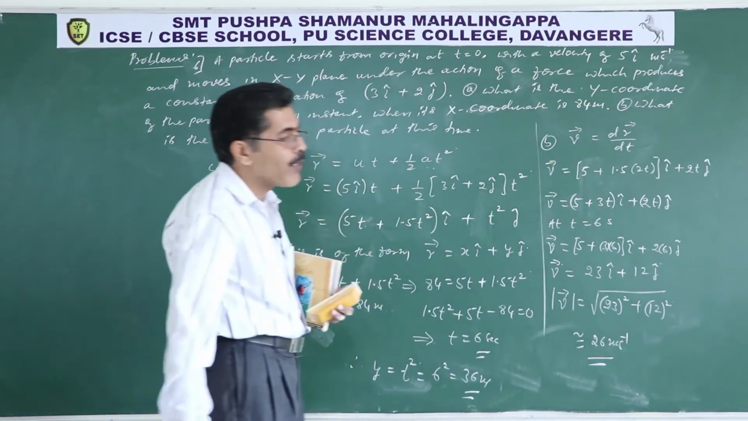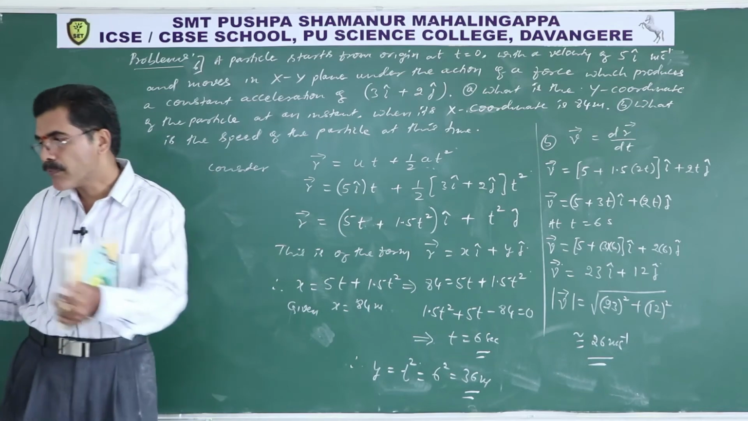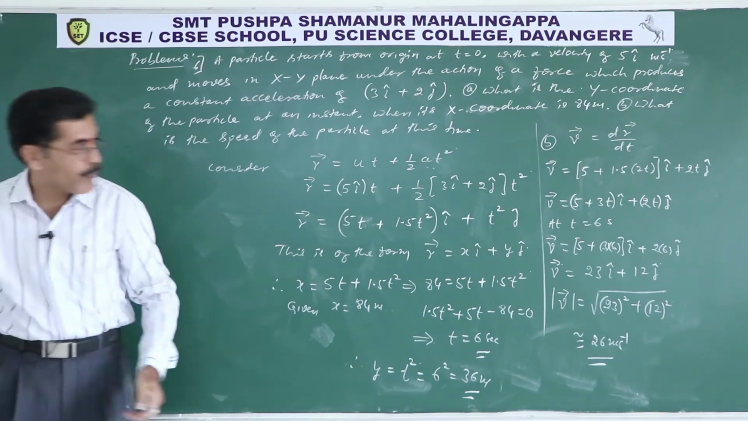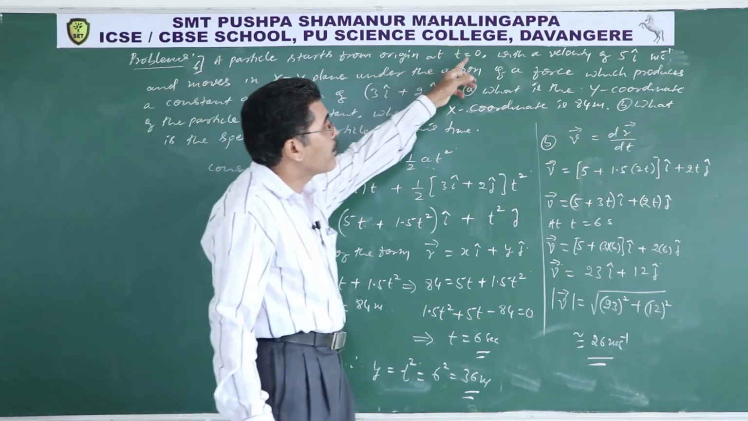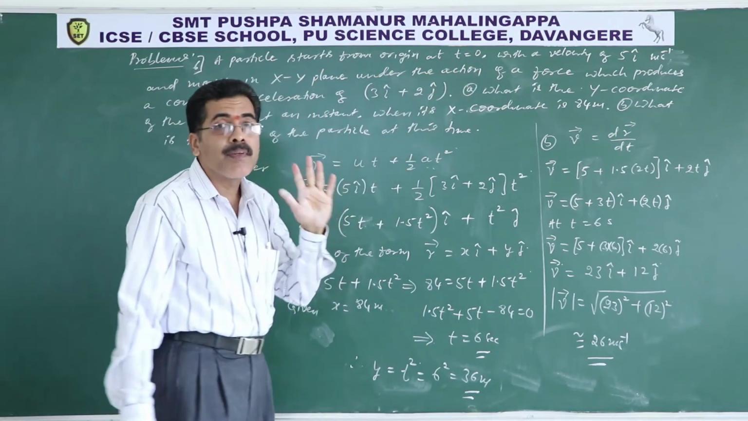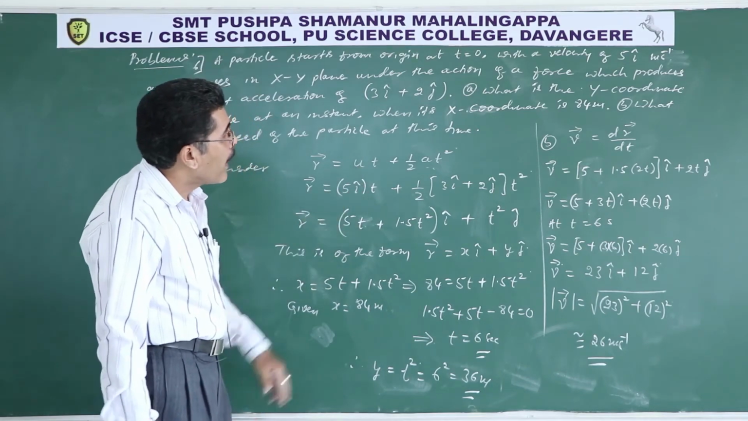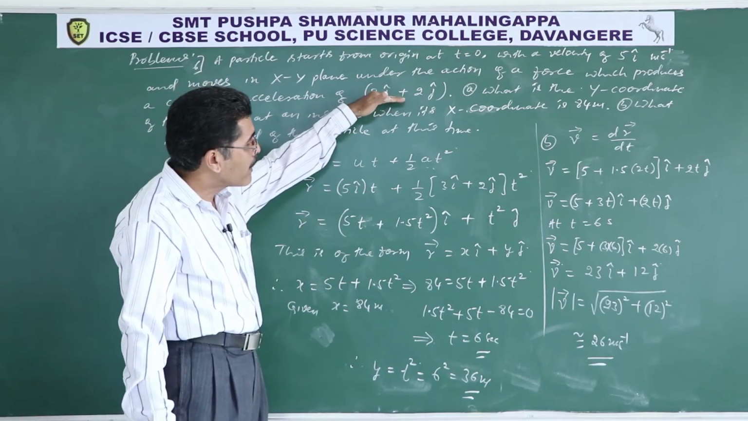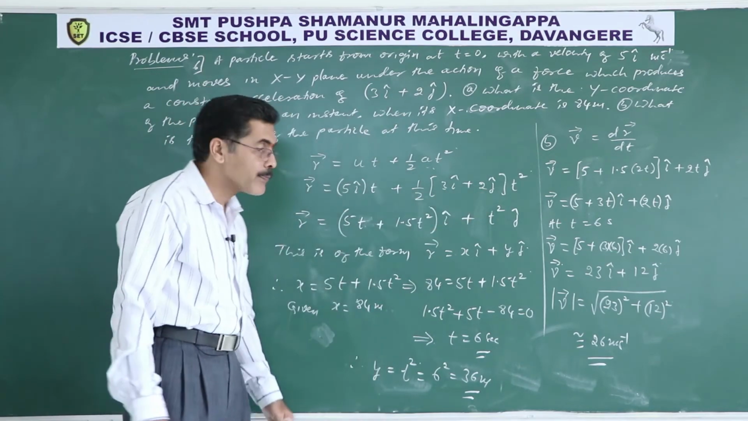See, therefore, the velocity is given by 26 meters per second. I once again explain this. They have given that at time t equal to 0, the initial velocity is 5 i cap. And at that moment, what is the acceleration? Acceleration is given by 3 i cap plus 2 j cap.